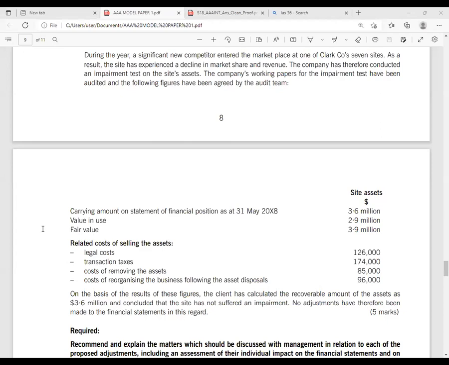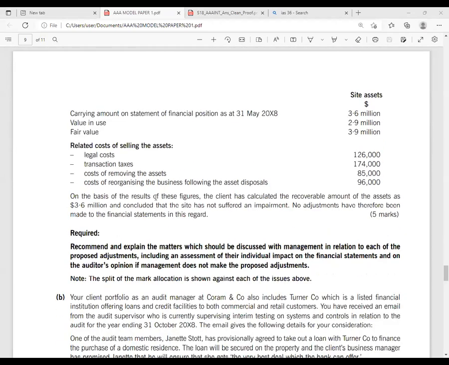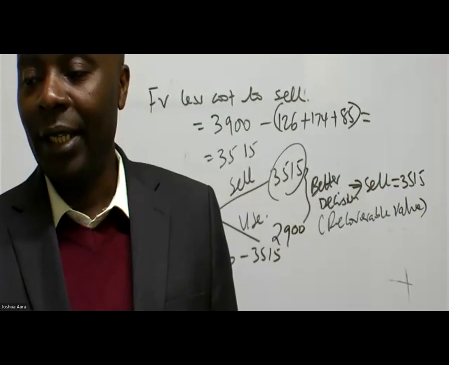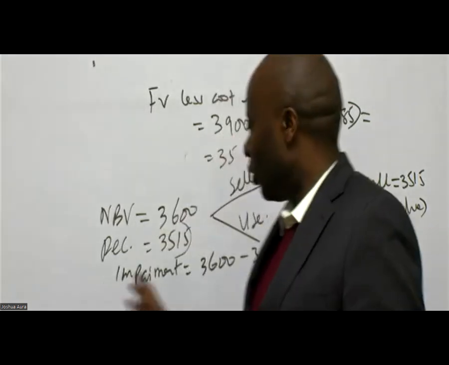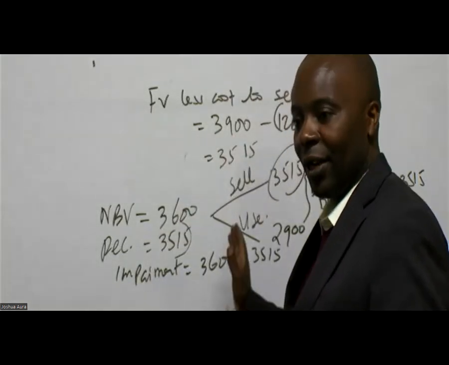So we are told here, on the basis of the results of these figures, the client has calculated the recoverable amount of the assets as 3.6 million. Remember, ours was 35.15. And they concluded that the site has not suffered any impairment. That's wrong. For us, we have seen from our calculation that there is an impairment. So no adjustments have therefore been made to the financial statements. So in this case, ladies and gentlemen, there is a misstatement. There is an error of 85,000.